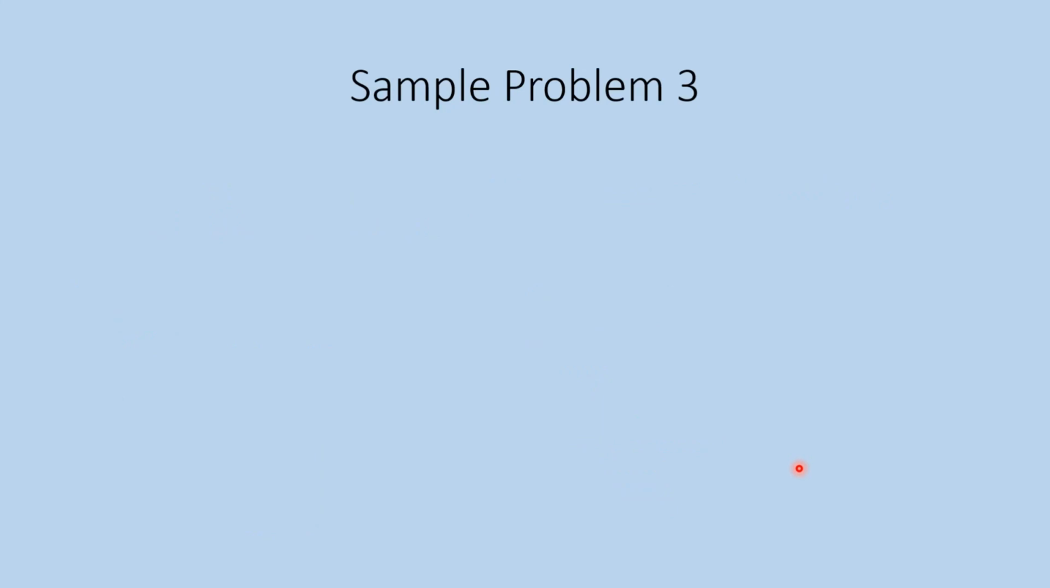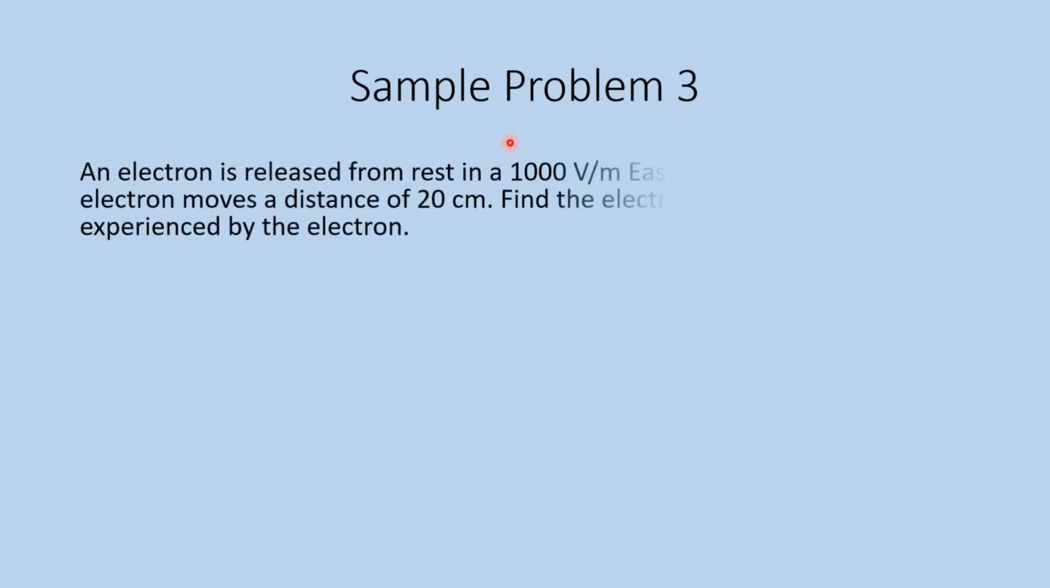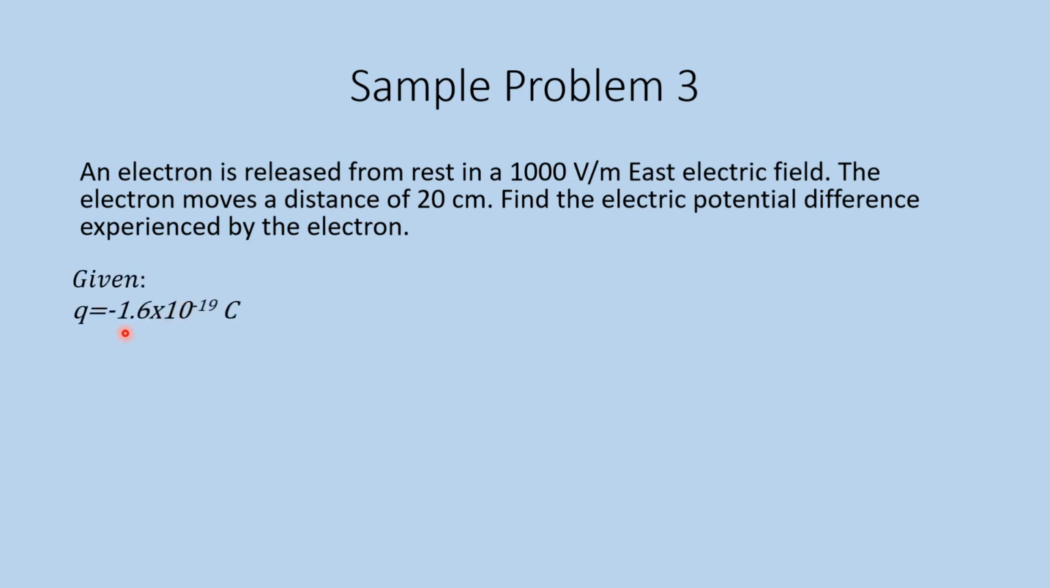Sample problem 3. An electron is released from rest in a 1000 volt per meter east electric field. So we have the electron, we know its charge is negative 1.6 times 10 to the power of negative 19 coulombs. Released from rest, it means that its initial velocity was 0. We will see if we need this.